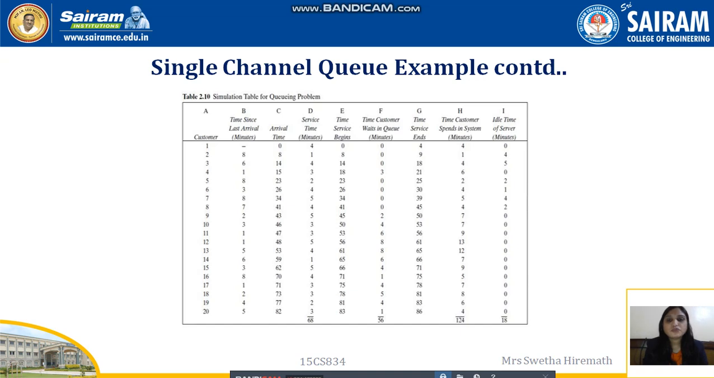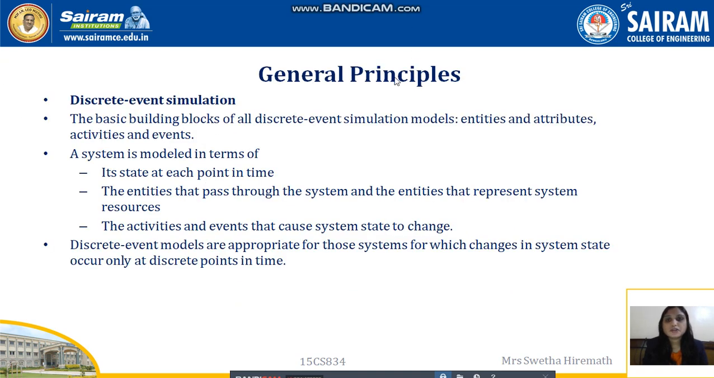So next, moving to the general principles. In general principles, we are going to study discrete event simulation. As explained before, discrete event simulation is nothing but that at some points of time only, changes will occur, that is, at discrete points some changes are going to occur. That type of system we call discrete event systems, and we are going to simulate those types of systems, and that simulation is called discrete event simulation.